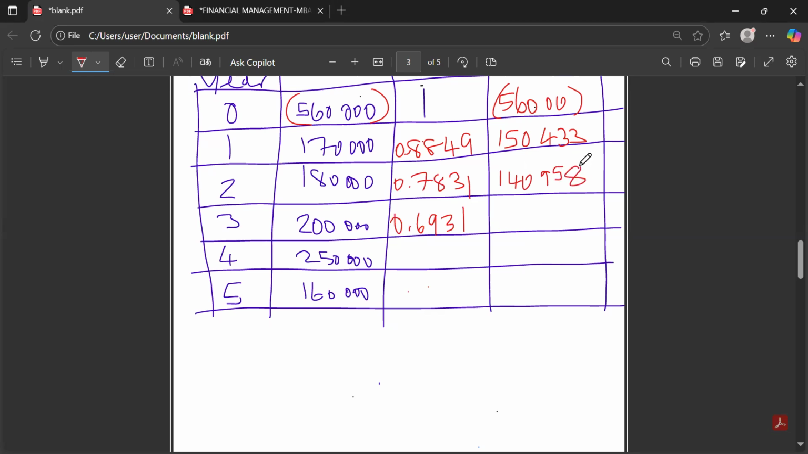Okay, so then the fourth one is 0.6133. Is it the first one? Yes, 0.6133. The fourth one, yes, 0.6133. That's the fourth one. Then the last one, 0.5428.